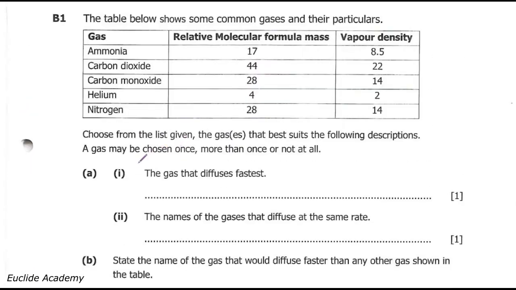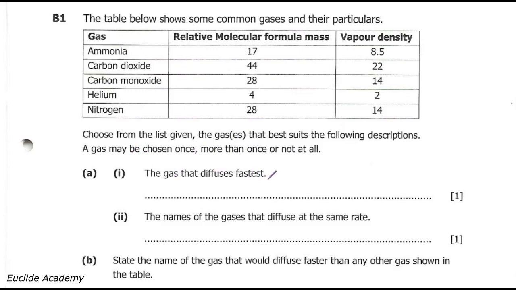And question A1 reads: the gas that diffuses fastest. So choose from the list given the gases that best suit the following descriptions. A gas may be chosen once, more than once, or not at all. The gas that diffuses fastest.